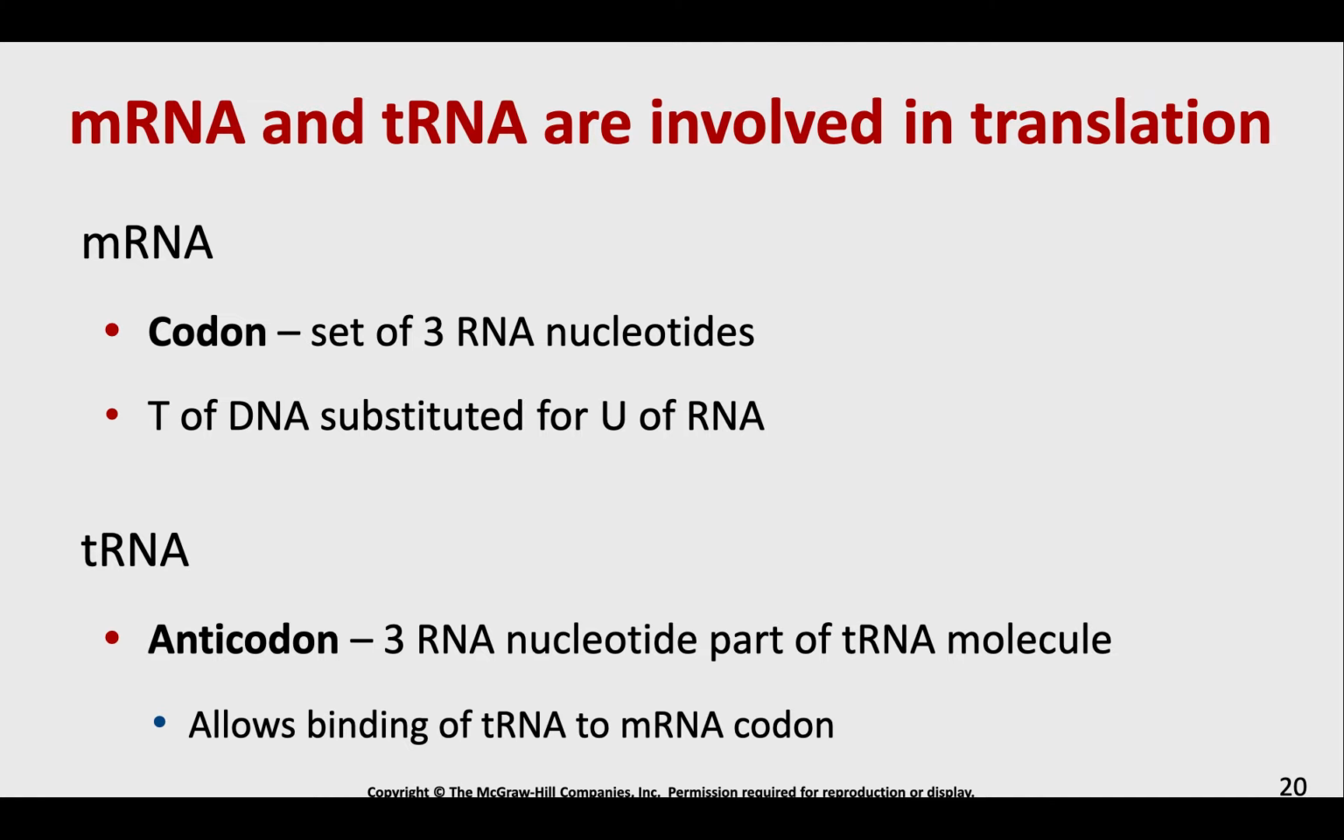So beyond mRNA, which has our codons, and we're using a U instead of T for our nucleic bases, we also have tRNA that plays a huge role in translation. tRNA has an anticodon. This is 3 RNA nucleotides that are part of the tRNA molecule. And this is what allows for binding of the tRNA to mRNA, which is an important step in translation.